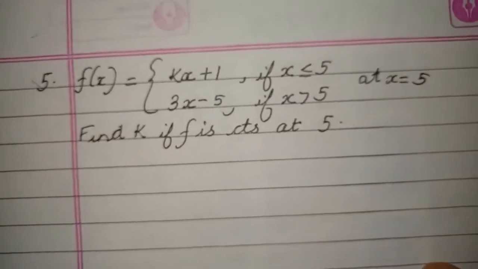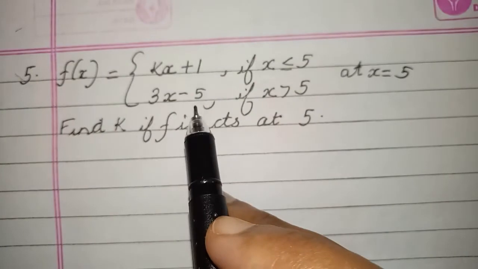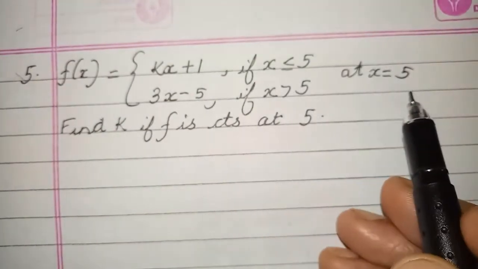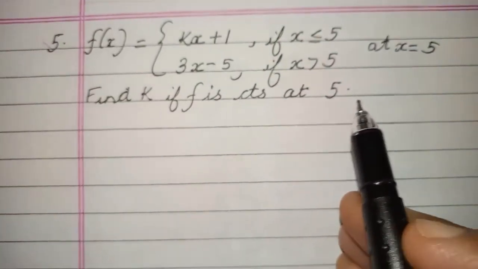And let's do the next one. f of x is equal to kx plus 1 if x is less than or equal to 5, and 3x minus 5 if x is greater than 5, at x equal to 5. Find k if f is continuous at 5.